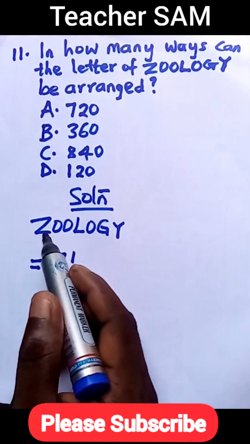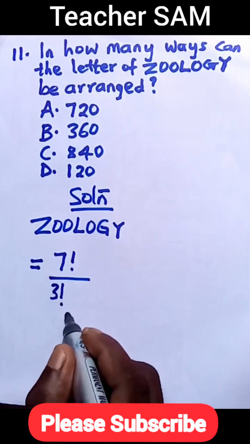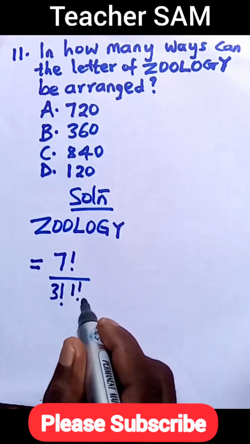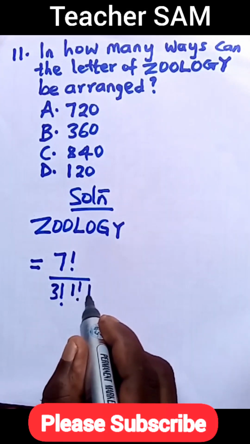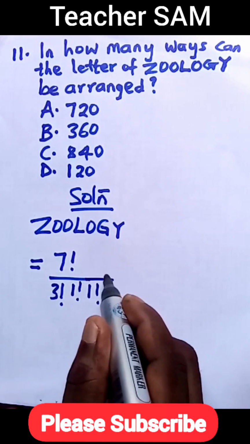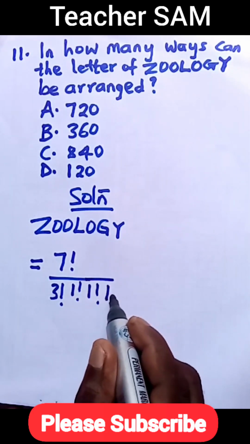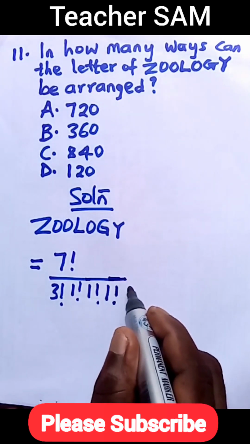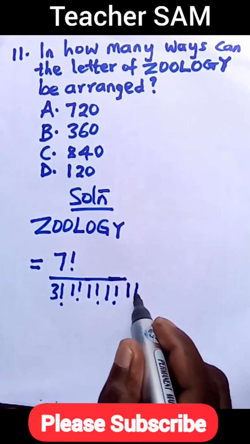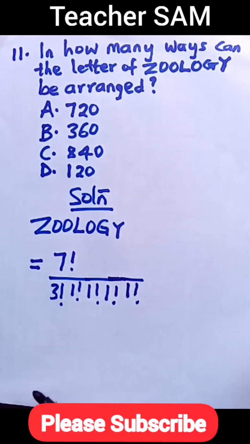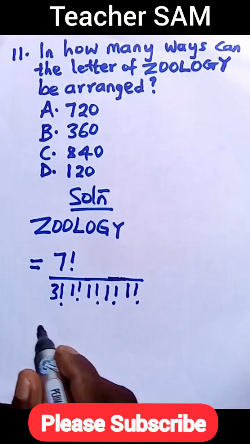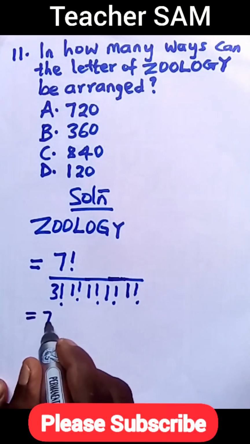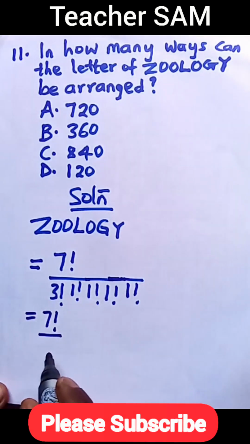Now you have each of these letters. This is Z, 1 factorial. If you want, you can continue: O, L, 1 factorial; G, 1 factorial; then Y, 1 factorial. So if you want to do that, you can, but we know that 1 factorial is still 1, so we just make do with this. So our work here will just be 7 factorial divided by 3 factorial.